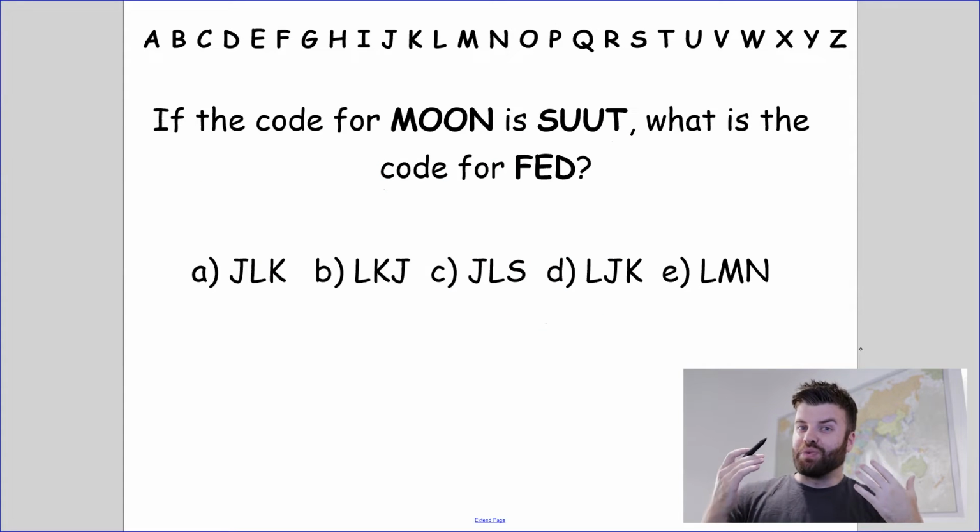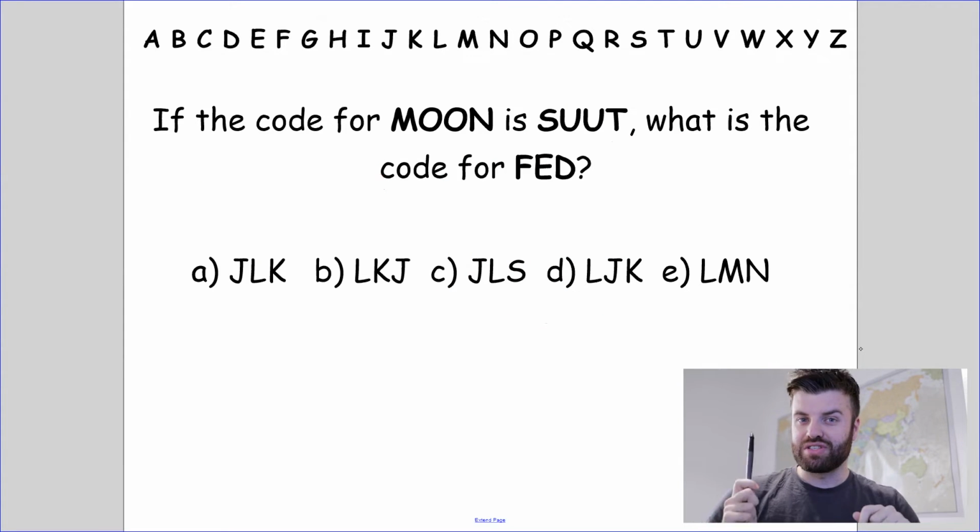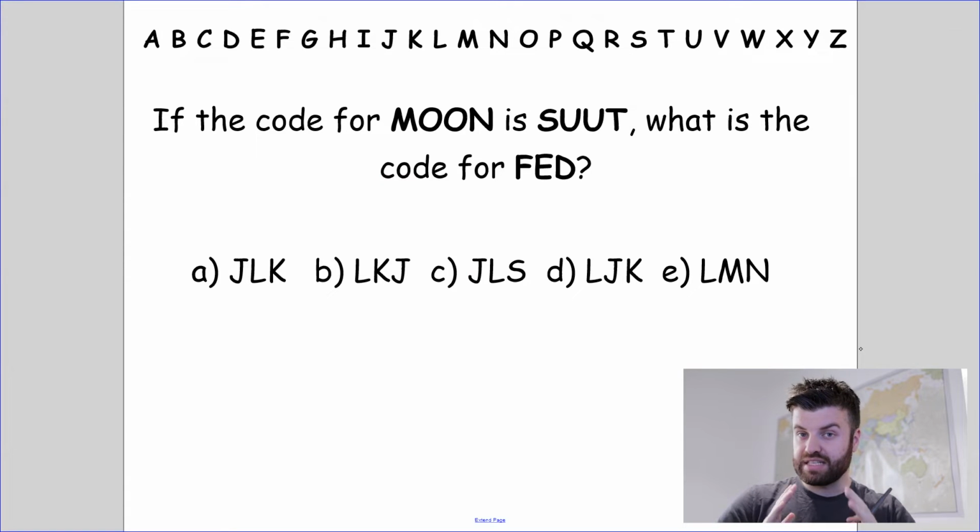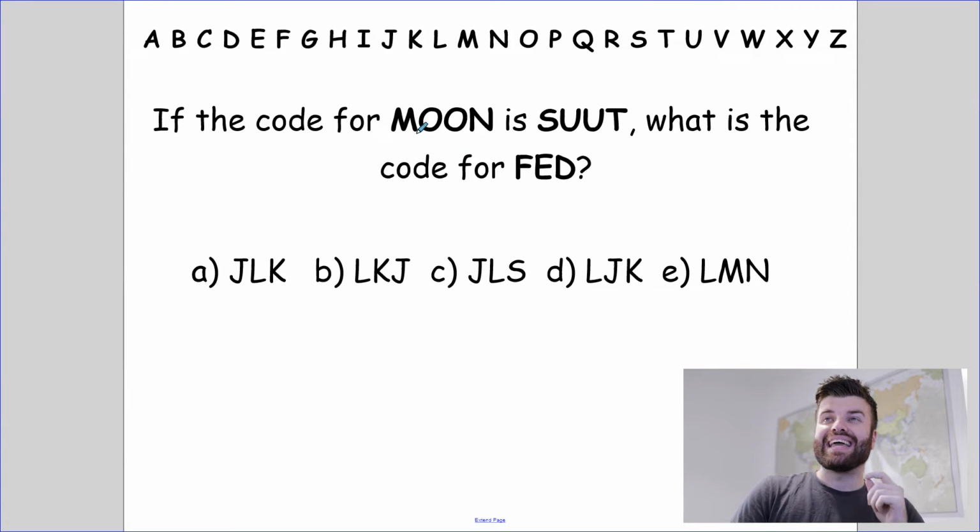And here we have, towards the end of our verbal reasoning questions, the famous alphabet codes. Now, these look daunting, but trust me, with a systematic approach, I'm going to solve them for you and you can do it too at home. If the code for moon is SUUT, what is the code for fed?